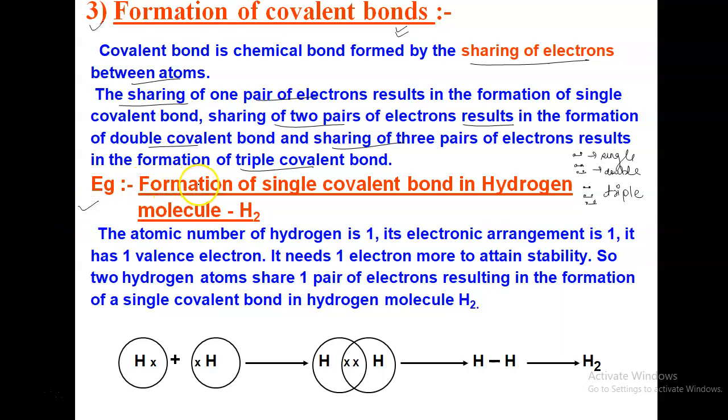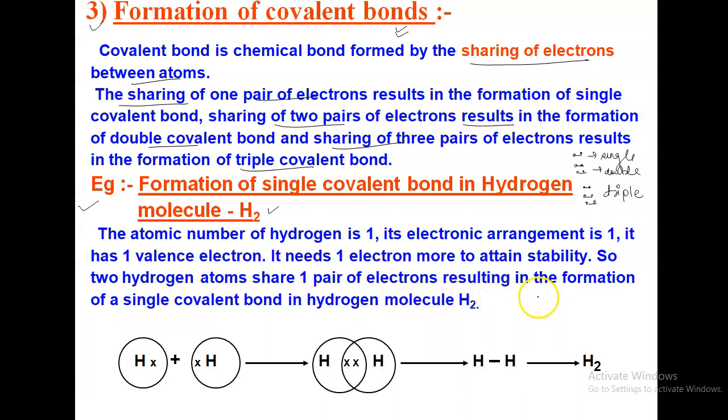Formation of single covalent bond in hydrogen molecule H2. The atomic number of hydrogen is 1. Its electronic arrangement is 1. It has one valence electron. It needs one electron to attain stability. So hydrogen atoms share one pair of electrons resulting in the formation of a single covalent bond in hydrogen molecule.